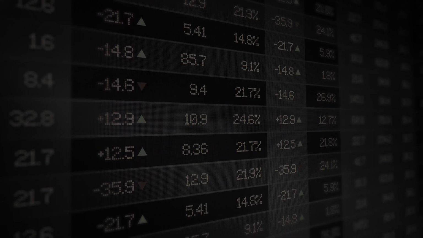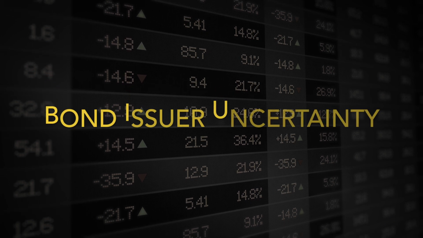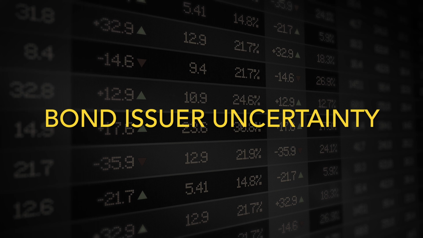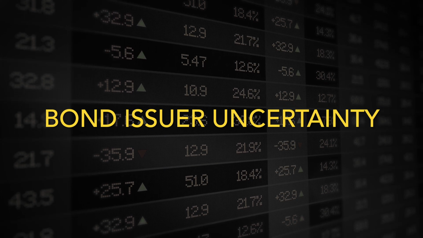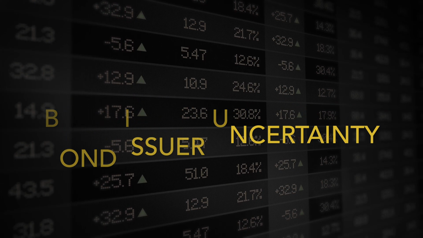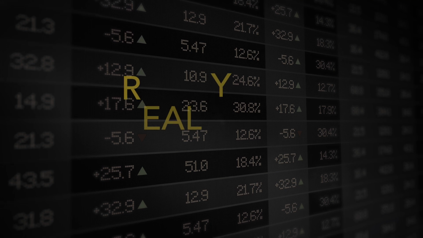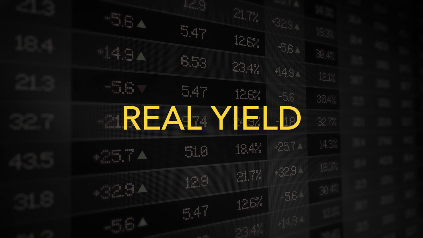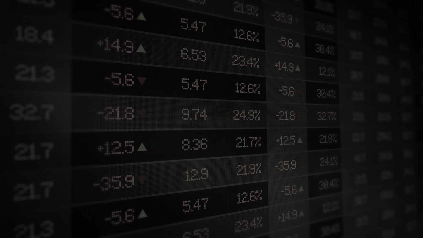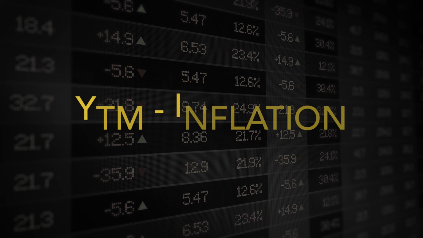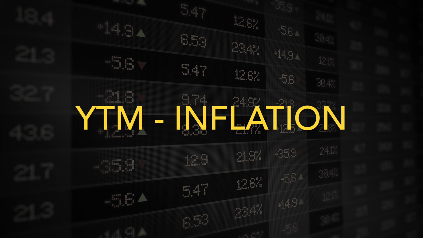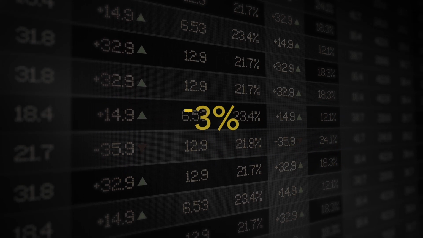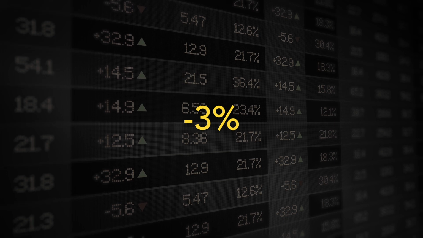This is when the market feels that the bond issuer might not be able to make interest payments or may even default entirely. But YTM doesn't factor in inflation. The second equation, real yield, gives a more accurate picture. The real yield is simply YTM minus the inflation rate. That's how we got to that negative 3% return earlier.